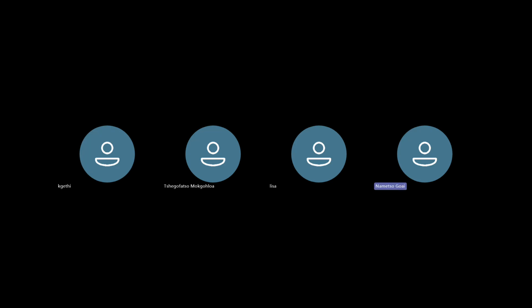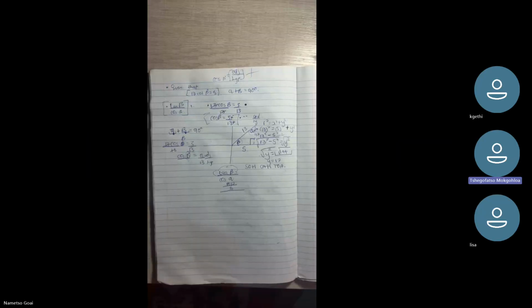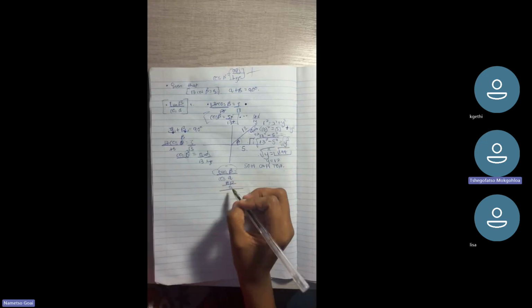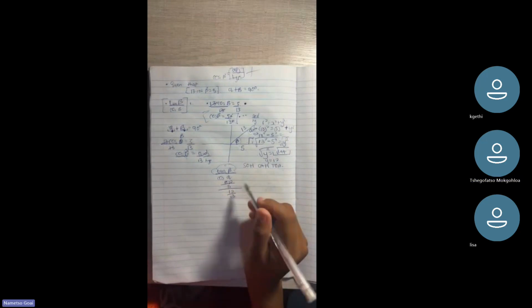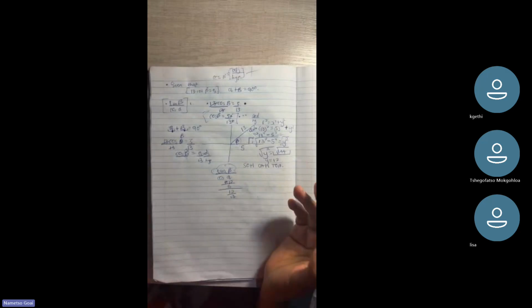Therefore, what is going to be our cos alpha? Cos alpha will be 12 over 13. Correct. So it'll just be 12 all over 13, right? So you have this over here. But of course, you want to make it look neat.